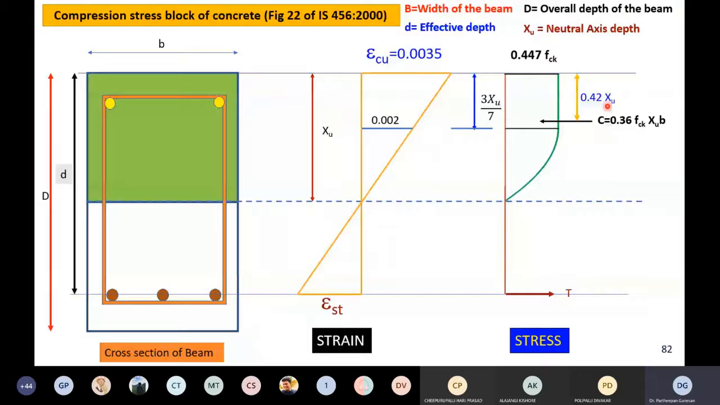Now we will see how to derive this, because sometimes in the examination they do ask to derive these two quantities: what is the total compressive force, and at what distance it acts from the top fiber. So now, how to achieve this? For example, compression stress distribution in the cross section.